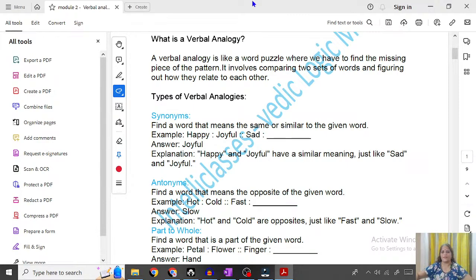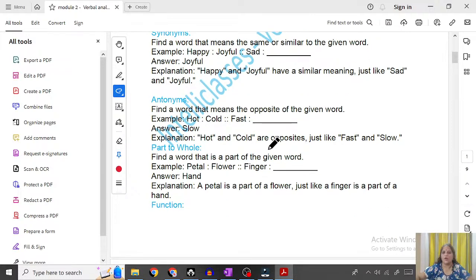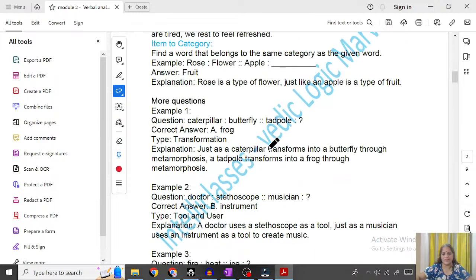So what exactly are we going to talk about? Here we have: find the word which means, happy is to joyful as sad is to what? So what will be your answer? Here we need the similar, same meaning. So sad is nothing but tearful or something similar to that. Now let us see some examples based on that.